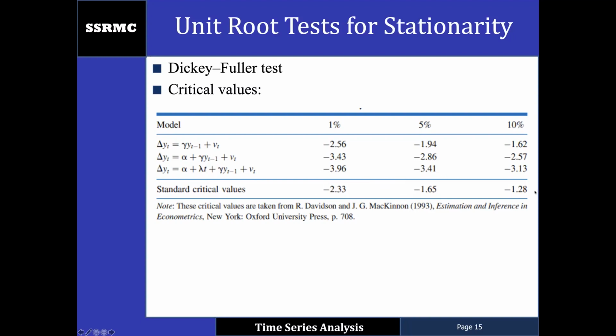And in the last row, those are the standard critical values from a t-test. Don't use them, they're wrong. And you can see how big the difference is between the standard critical values and the correct DF test critical values as given above.